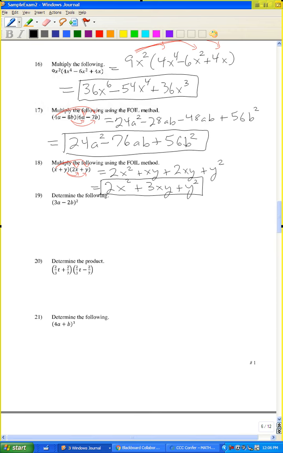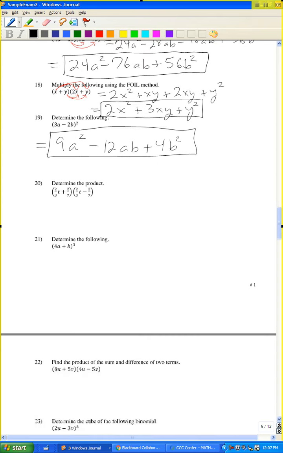Let me do problem number 19. And so, this is one of the special product formulas. So 3 squared is 9, a squared. 3b times 3, positive times negative is negative. 3 times 2 is 6 times 2 is 12. A times b is ab. Negative 2 squared is 4. B squared is b squared. And that is your answer.